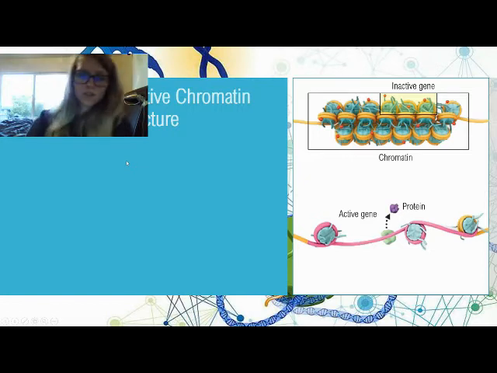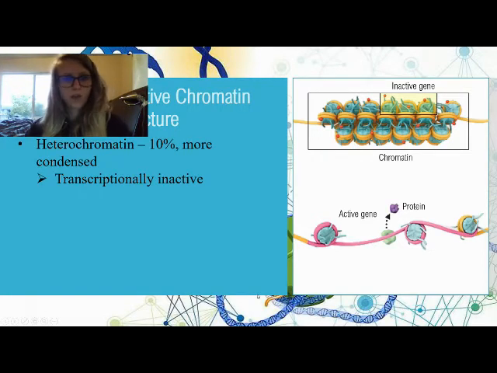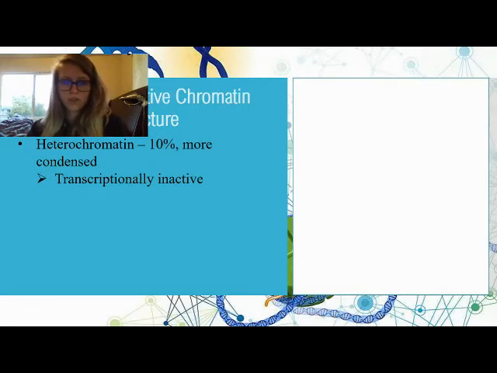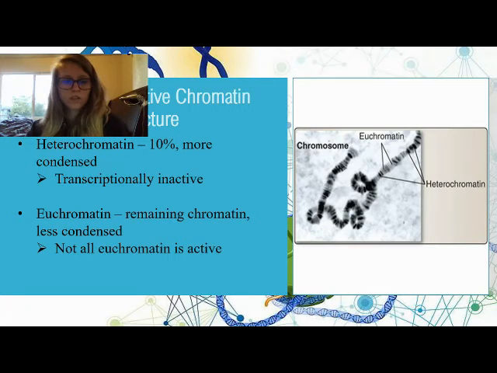So active versus inactive chromatin structure. We have the heterochromatin, which is indicative of the blue structure on the right-hand side with the inactive gene. This represents 10% of the chromatin at any given time. It's more condensed and transcriptionally inactive versus the euchromatin, the remaining 90%, which is less condensed.